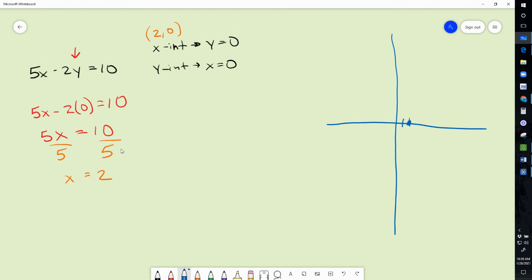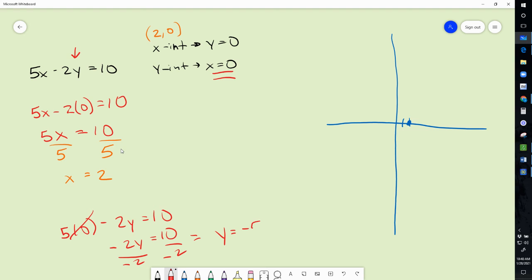Now take the exact same equation, and you plug in 0 for x. So 5 times 0 minus 2y equals 10. All this cancels. Negative 2y equals 10. Whenever you divide by negative 2, you get y equals negative 5. So if y equals negative 5 whenever x is 0, then you have this point. 1, 2, 3, 4, 5. Put a line and connect them, and it should be a straight line with some arrows. Now you have graphed it, and you have given the intercepts.